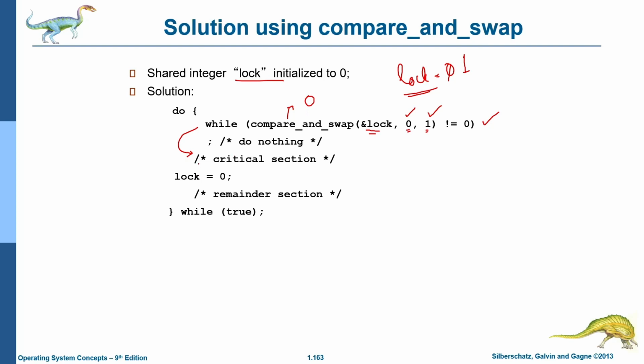But if this process, which is already in its critical section, comes and sets lock to 0, then the other process, which is continuously spinning inside this while check, will get a 0. And also, its expected value will match the lock's value. It will set it to 1 and it will be able to enter the critical section. Are you able to see what's going on?